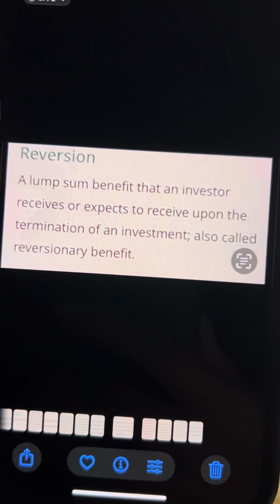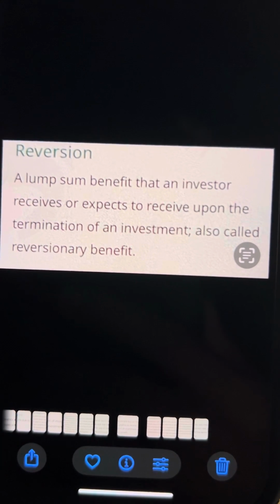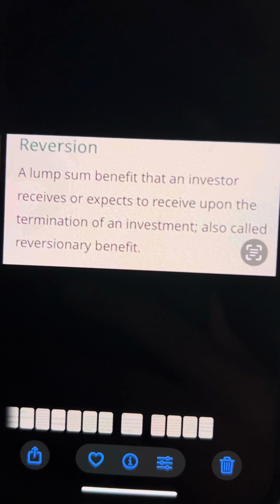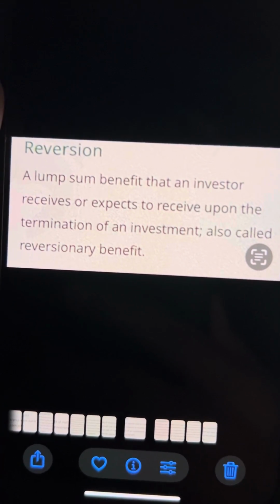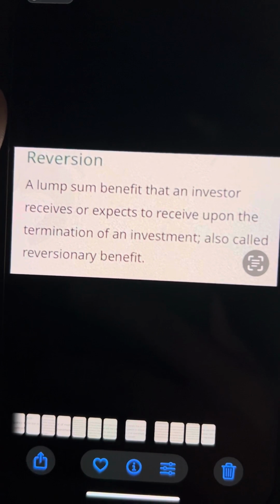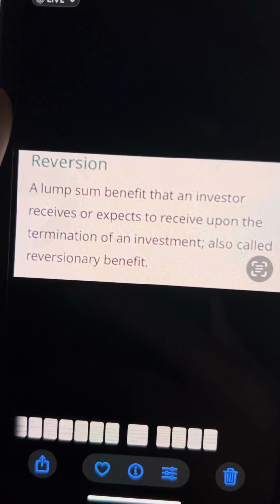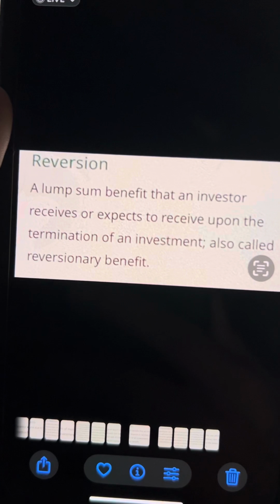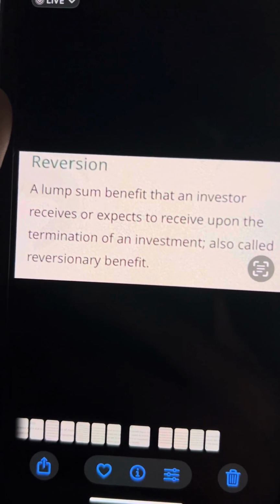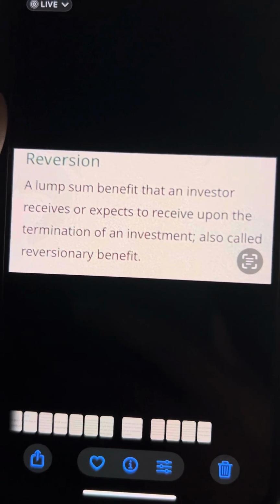Number 12, a lump sum benefit that an investor receives or expects to receive upon the termination of an investment, also called reversionary benefit. The answer is reversion.